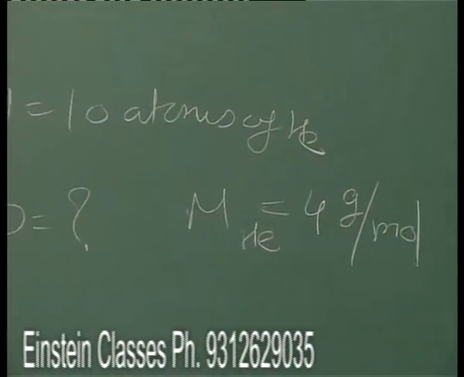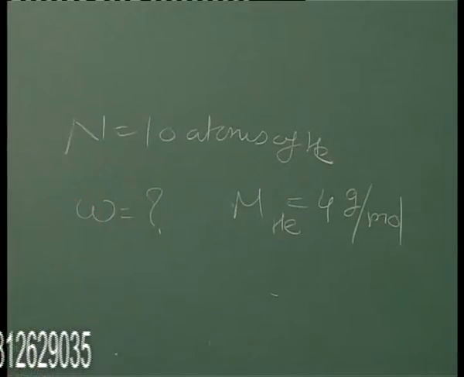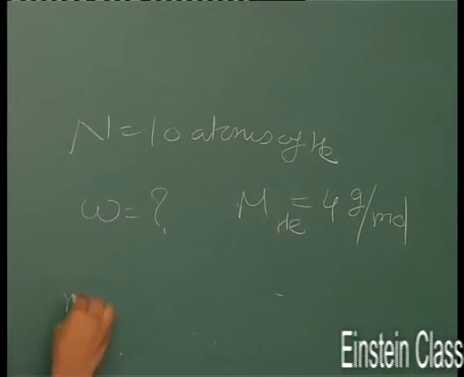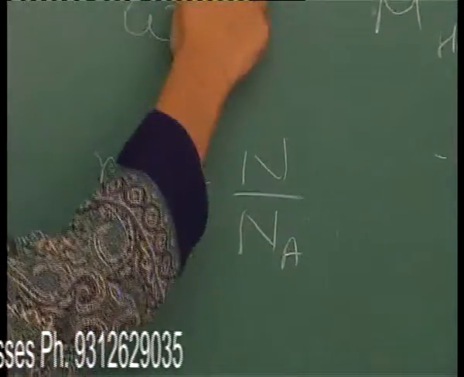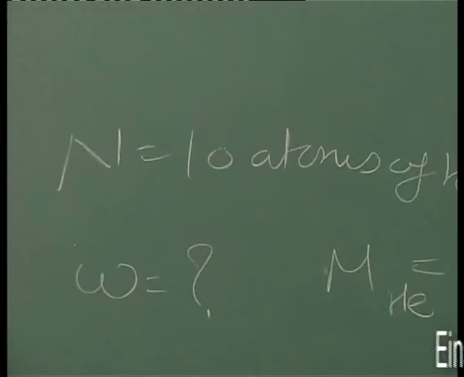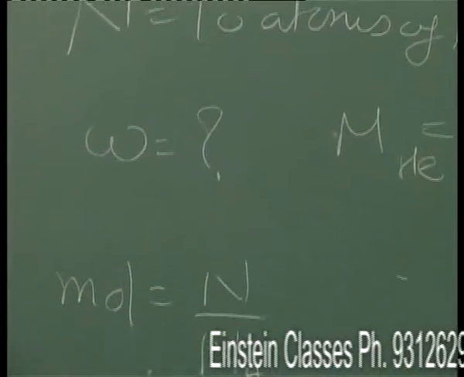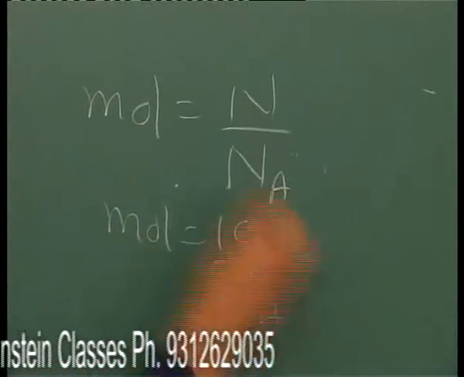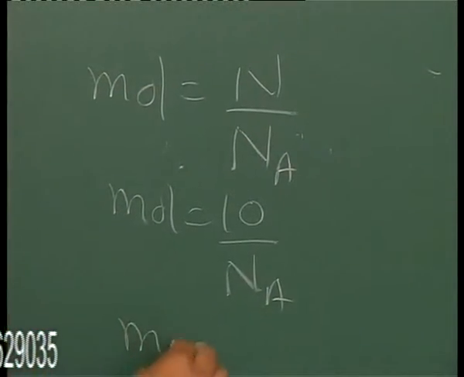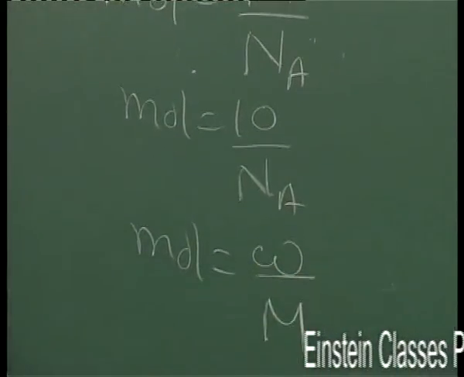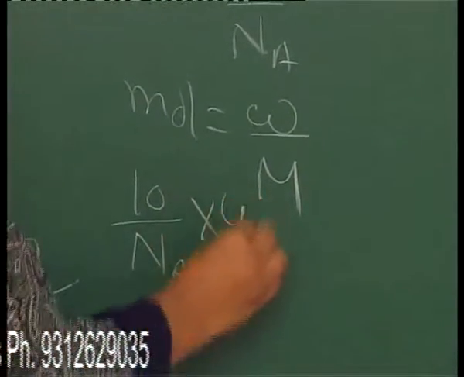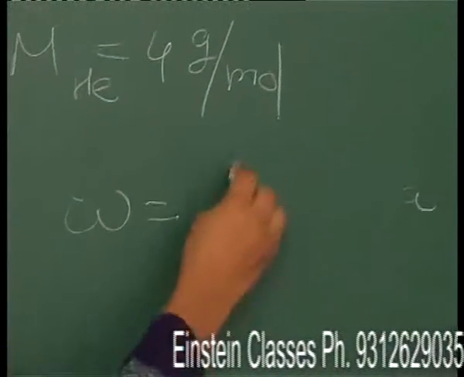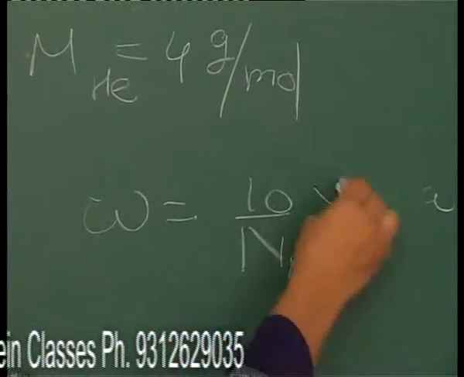So now we are going to find out the given mass of these 10 atoms of helium. Mole is given atoms by Avogadro number. Firstly, we will find out that these 10 atoms of helium are equal to how many moles. So mole is 10 by Na. Now this mole is also equal to given mass by the molar mass. So 10 by Na into 4 is equal to the given mass. So the weight of 10 atoms of helium is 10 upon Na into 4.